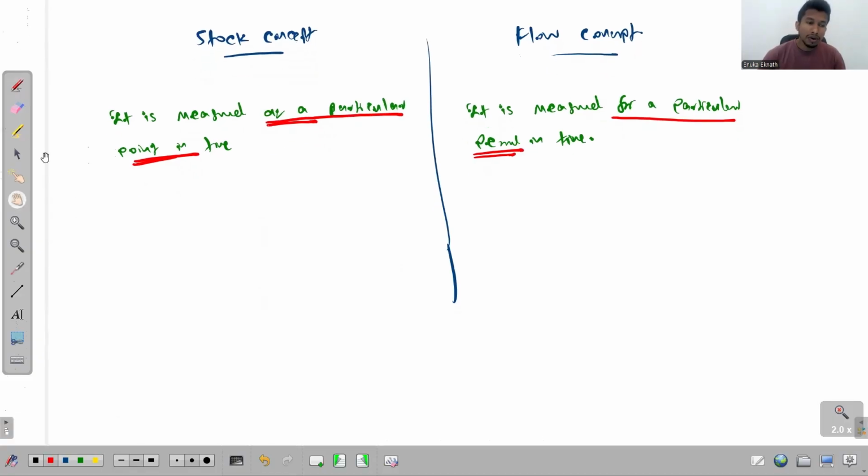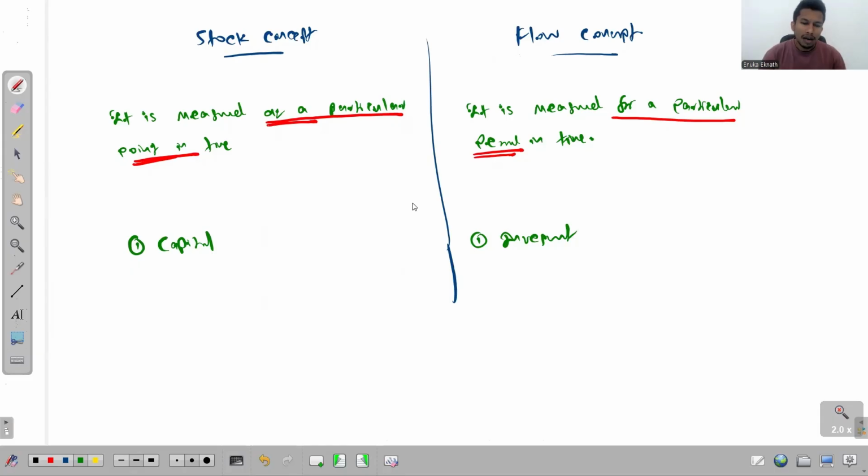And in economics also, I hope you remember that we say that capital is a stock concept. Why? Because the amount of capital that a given economy has, we evaluate as at a given date. But on the other hand, the process of generating that capital, which is investment, we evaluate for a particular period. Hence, capital is a stock concept, and investment is a flow concept.